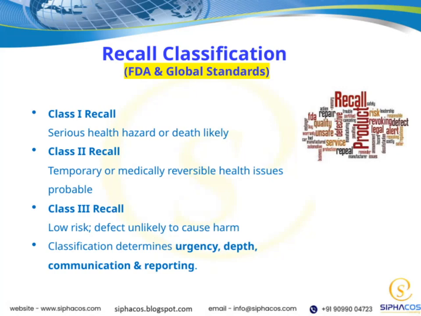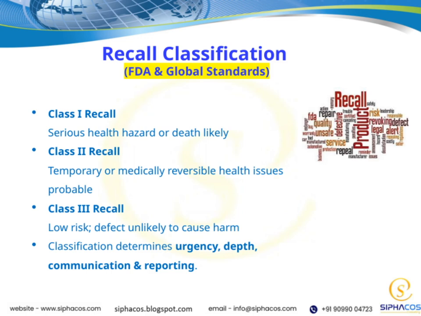Let's talk about the different classes of recalls and what they really mean in terms of urgency and response. First, Class I recalls involve a serious health hazard or even death that is likely to occur. These are the most urgent and require immediate action. Next, we have Class II recalls, which deal with temporary or medically reversible health issues. While serious, they are less immediately dangerous than Class I.